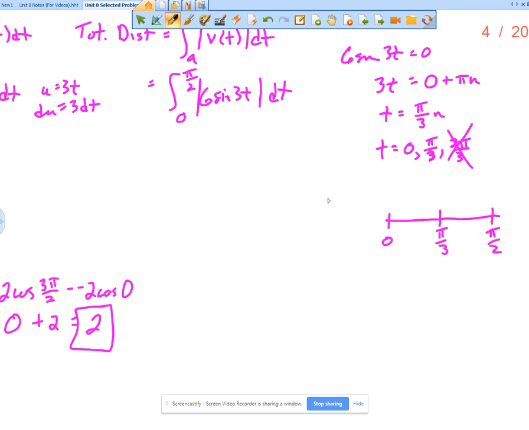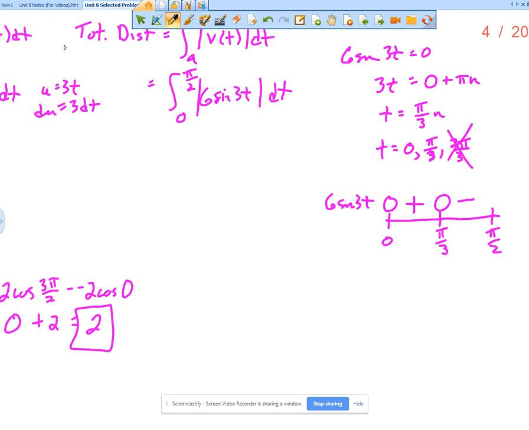All right, so now I have 6 sin(3t), with a 0 here and a 0 here. Pick something in between 0 and pi over 3, how about pi over 4? Sine of 3 pi over 4 is root 2 over 2, which is positive, so I put a positive there. Pick something over here, how about pi over 2? Sine of 3 pi over 2 is negative 1, so negative 6, so I get a negative here.